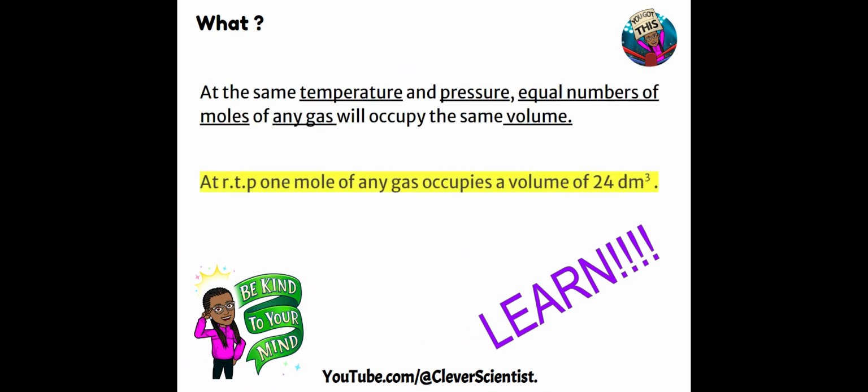At the same temperature and pressure, equal numbers of moles of any gas will occupy the same volume. At room temperature and pressure, that's what RTP stands for, 1 mole of any gas occupies a volume of 24 decimeters cubed. And remember, decimeters cubed is just another unit of volume. So make sure you learn this fact because it is going to be very useful.